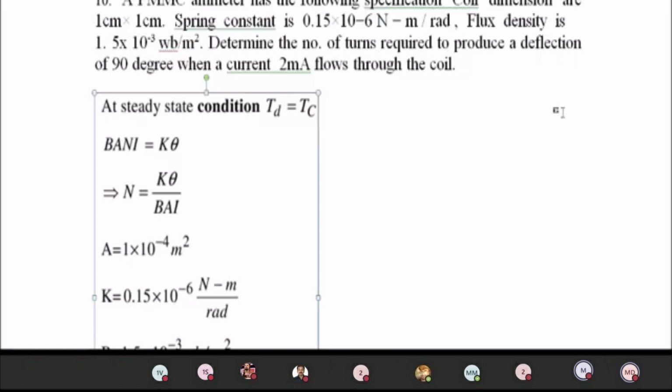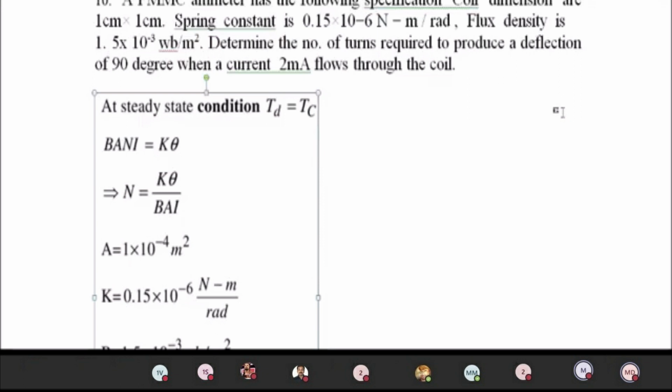We have to determine the number of turns. And we have a clue: at steady state condition in a PMMC meter, deflecting torque is equal to control torque. So already we have learned about the formulas. Deflecting torque is equal to BANI, where B stands for flux density, A stands for area, N stands for number of turns, and I is the current through the coil. And on the right side, control torque Tc is equal to K theta, where K is the spring constant and theta is the deflection angle.